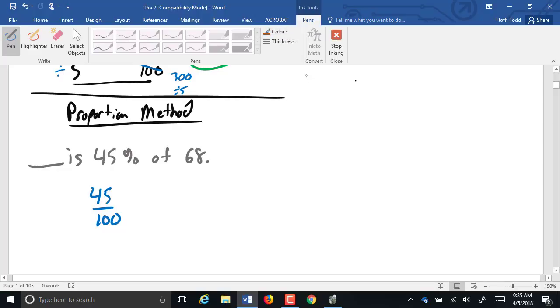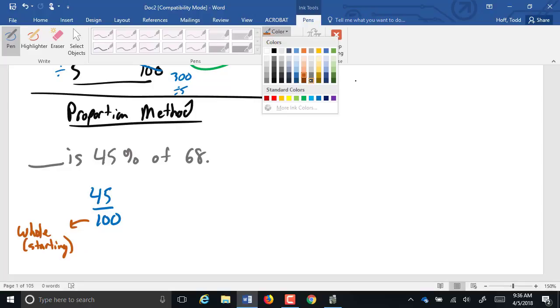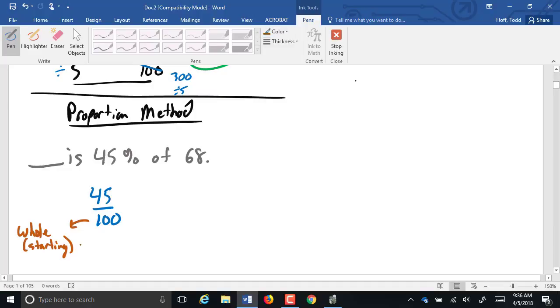Before we go any further, let's define what that really means, 45% or 45 out of 100. The 100, we had mentioned yesterday, 100% is 100 over 100. That means the whole thing. So the 100% is the whole thing, or the starting value. It is the basis of our calculation, called the base. All of our calculations are based off of that.